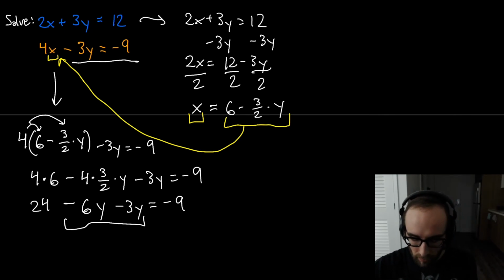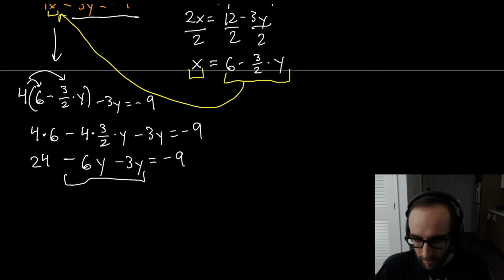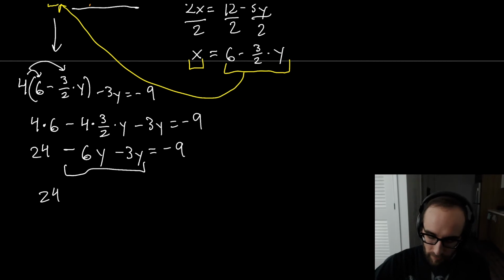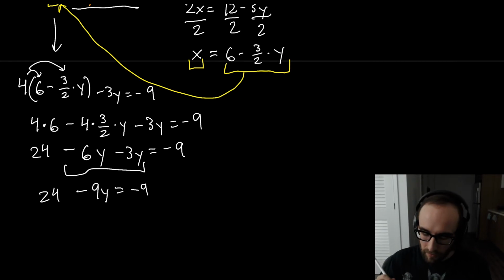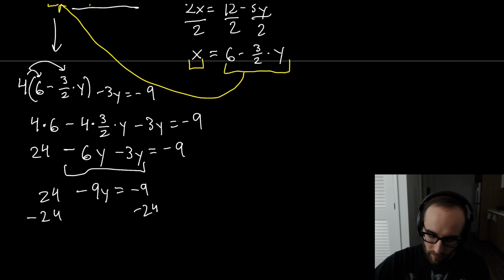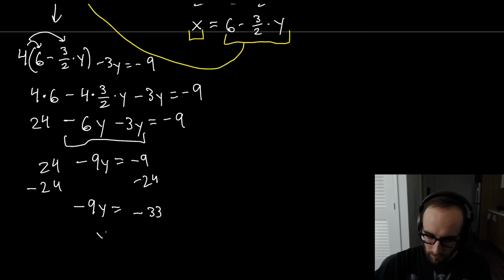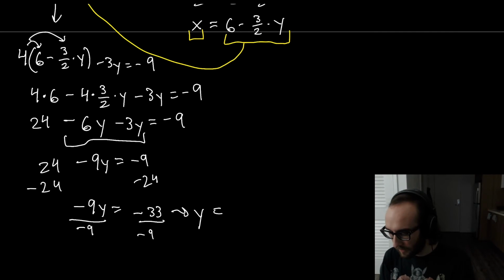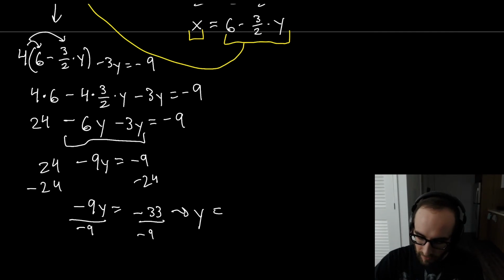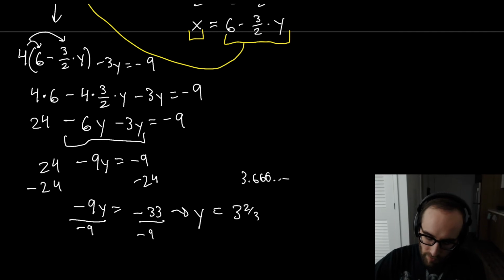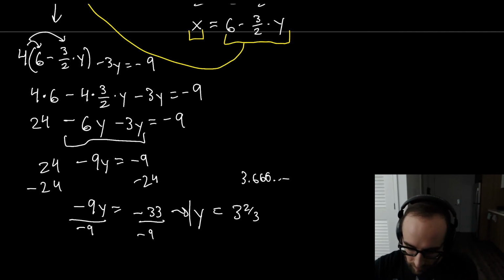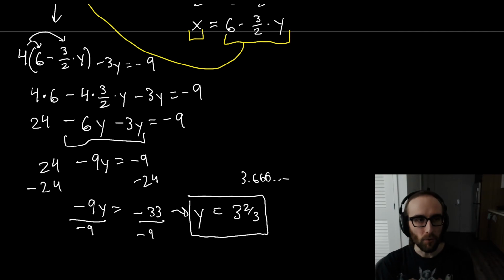Next, we can combine like terms. So notice we have 2 terms with y to the first power. So we can add or subtract the coefficients. 24 minus 9y equals -9. Let's go ahead and subtract 24 from both sides. So -9y equals, I think it's -33. And then we divide both sides by -9. So -33 divided by -9 gives us, if you use a calculator, 3.66666666, which means we have 3 2/3 for y. Okay, so we have found our y value for this problem, 3 2/3.